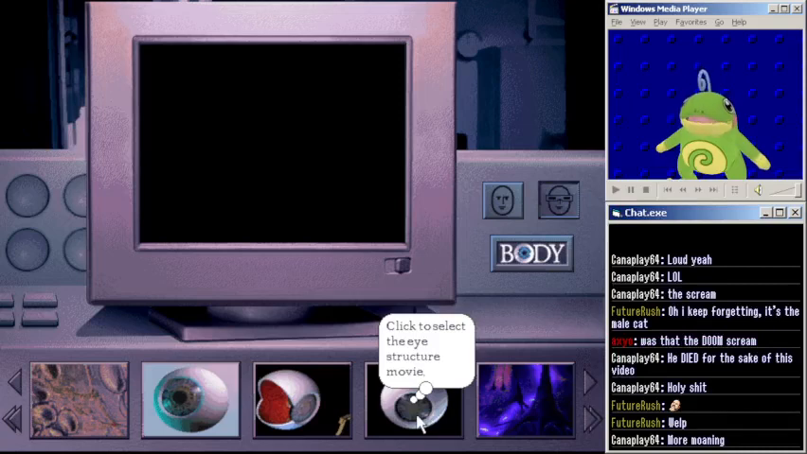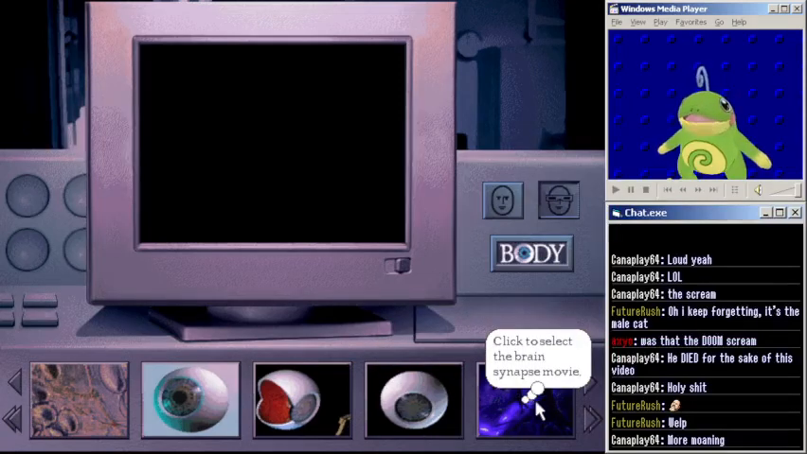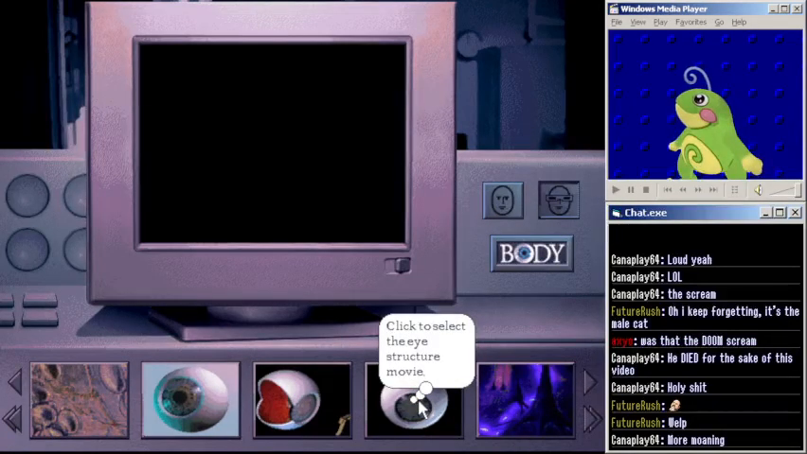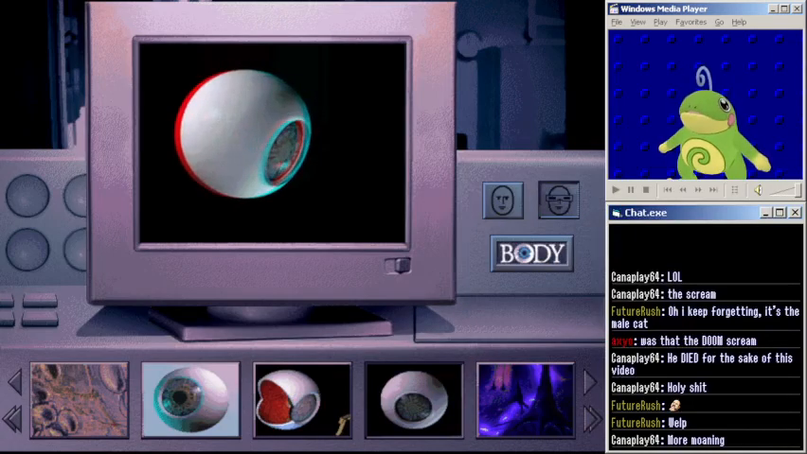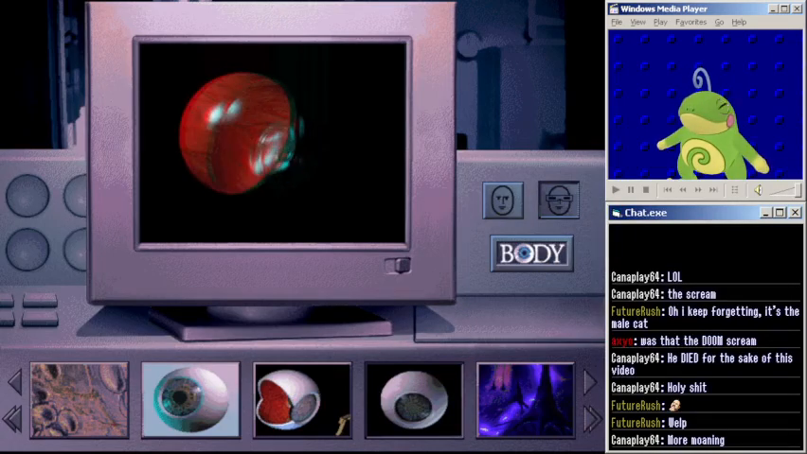And then, eye structure movie and eight. Brain synapse movie. And apparently I thought I said eight again, but that's fine. Or maybe somebody hit eight, I have no idea. Sclera. Retina. Lens. Iris. Cornea.